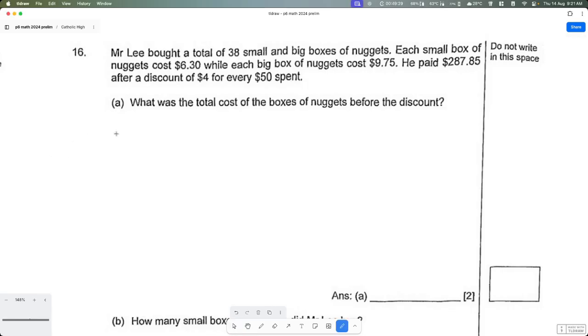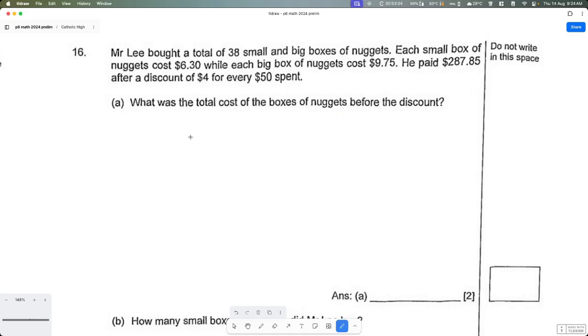Okay, so question 16 says Mr. Lee bought a total of 38 small and big boxes of nuggets. Each small box of nuggets cost $6.30, while each big box of nuggets cost $9.75. He paid $287.85 after a discount of $4 for every $50 spent. Okay, so what was the total cost of the boxes of nuggets before the discount?